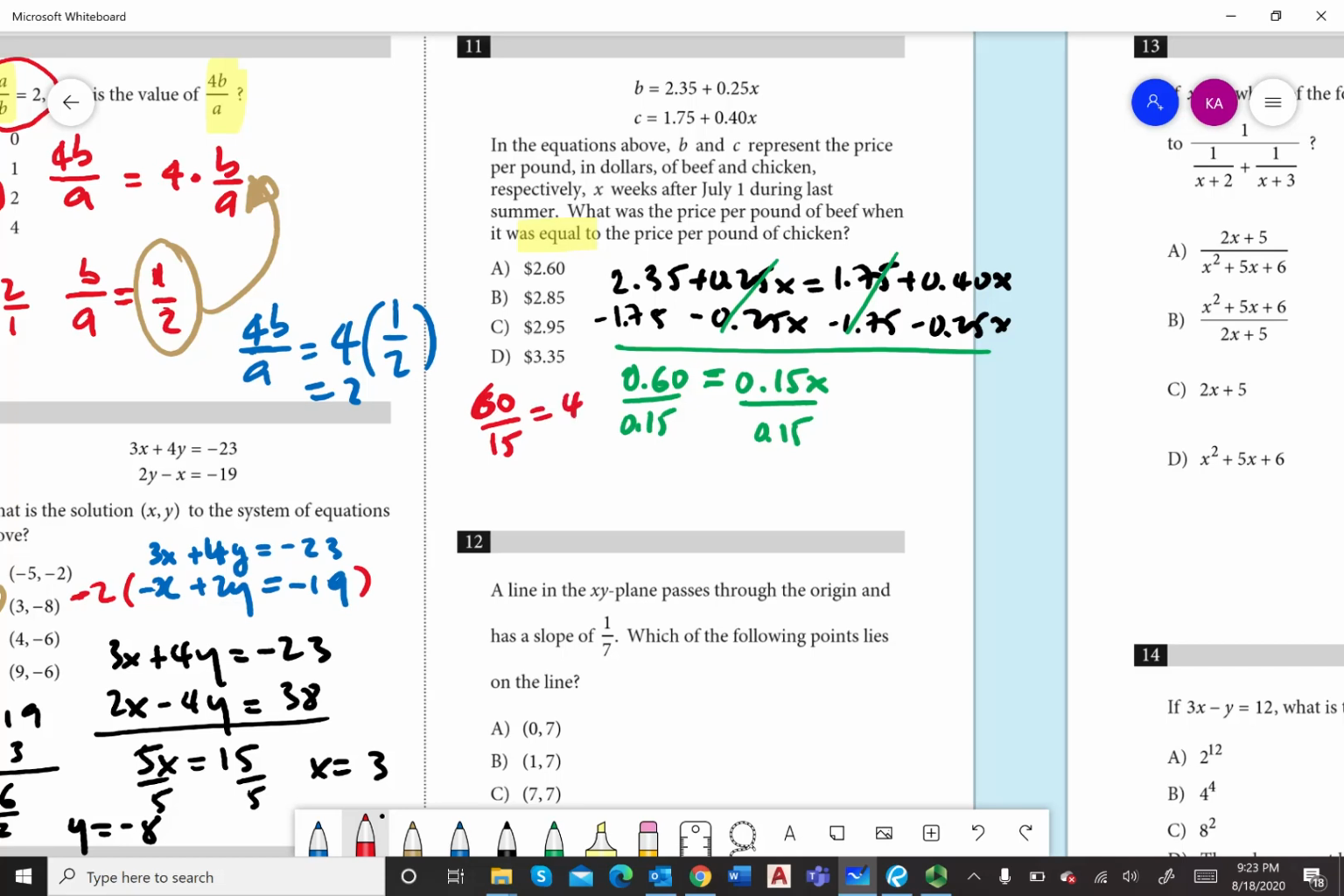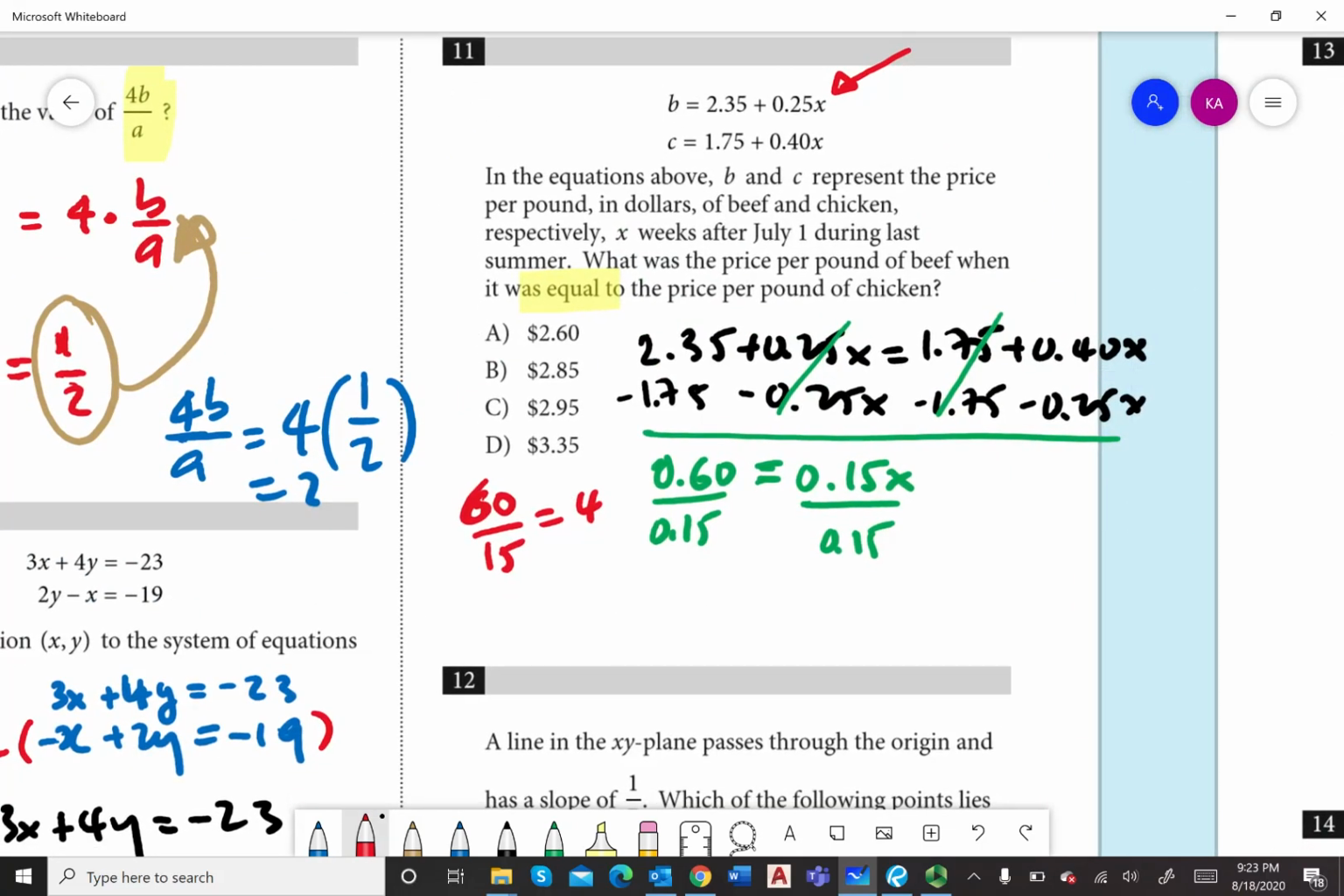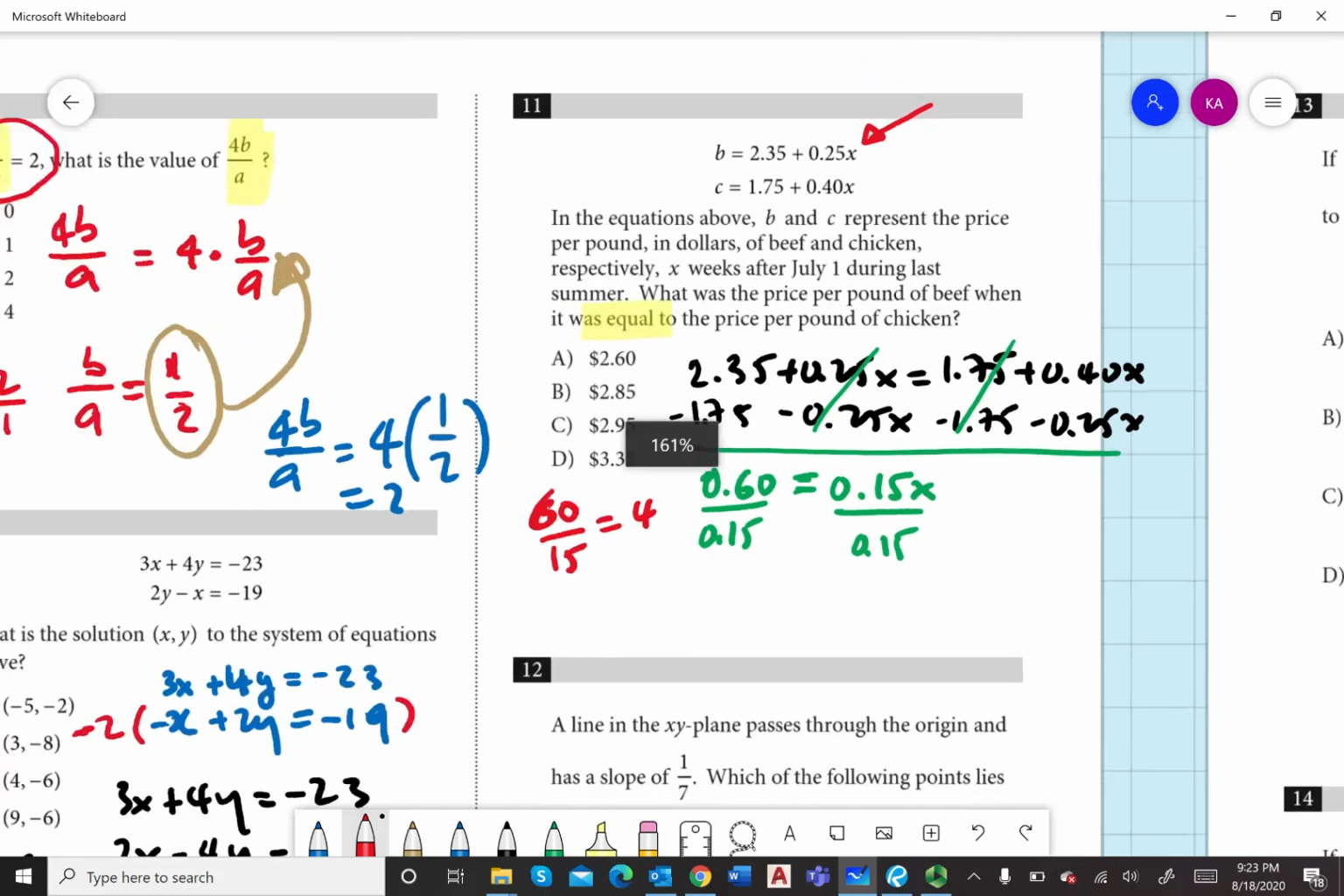Again, I wasn't asked to find x, right? It doesn't say find x. It says what was the price of beef. By the way, the price of beef would have to be equal to the price of chicken, right? That's how I'm able to use x to find the price. So I can use either of these two equations and just plug in 4. If you have time at the end, you may want to check it, sure.